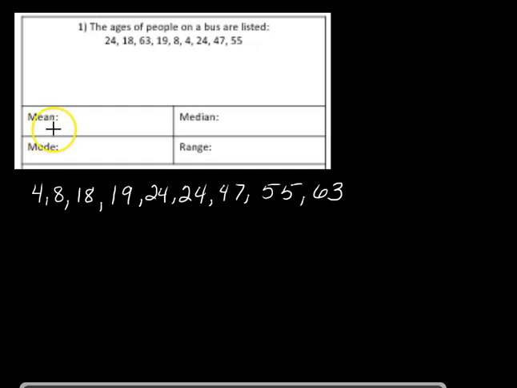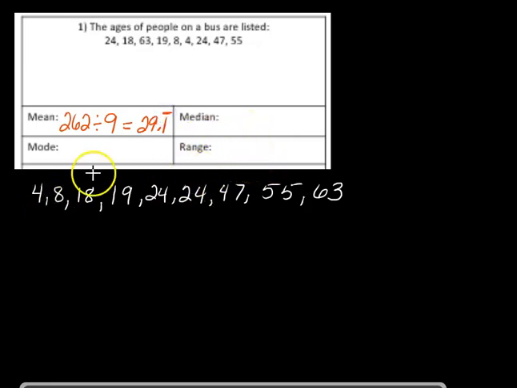All right, so to find the mean, you add them all up, and when you add them all up, you get 262, and you divide that by how many numbers you've got. We've got 1, 2, 3, 4, 5, 6, 7, 8, 9, and you get 29.1 repeating. So we're just going to put a line over it to show that's repeating.